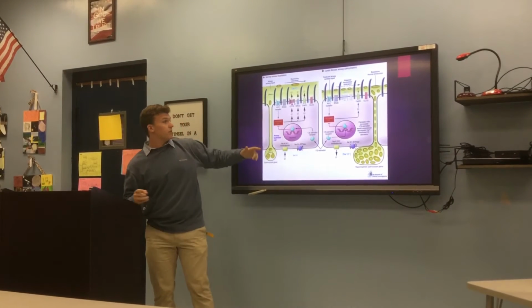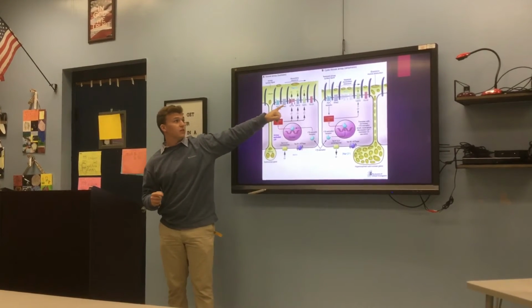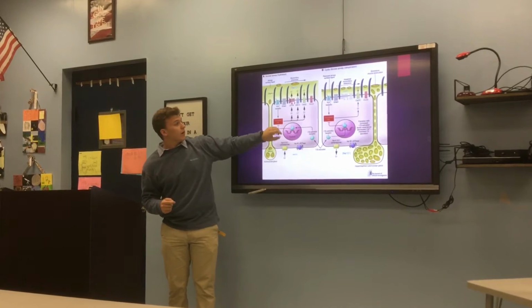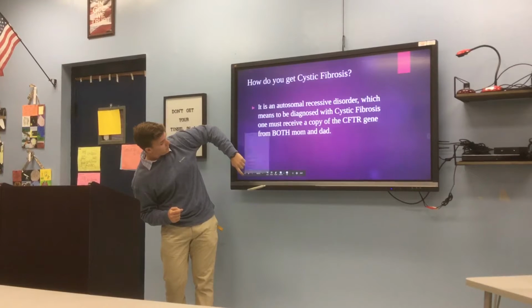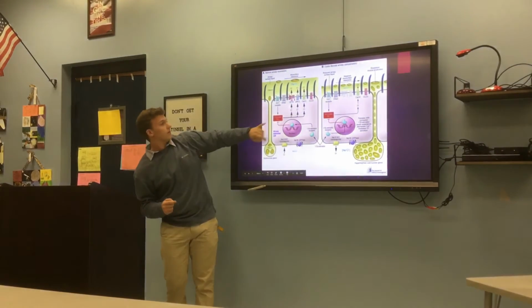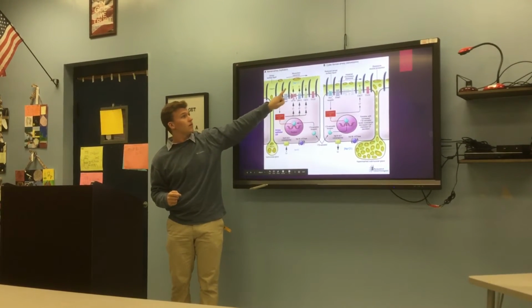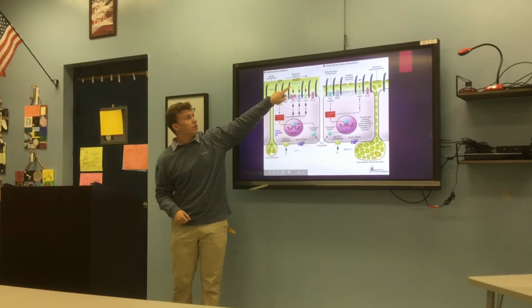Right here is another picture of it, a really good picture of it. This right here is the CFTR, the little squiggle right there. Chloride ions are going out of the CFTR, and they're bonding with sodium right there to form salt.